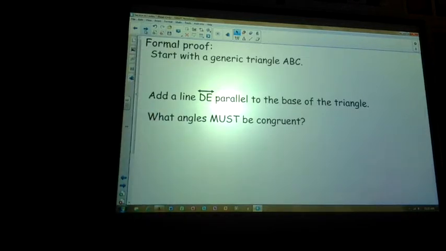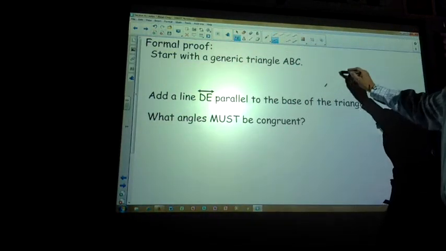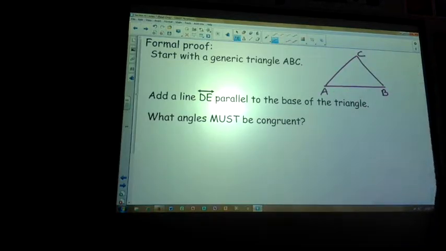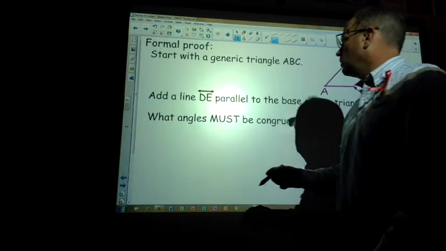Formal proof. Start with the generic triangle ABC. A, B, C. Seem good? Add line DE parallel to the base of the triangle. Well, which one is the base? It appears to be AB in this case. The base is usually the one that's the horizontal line across your paper. But honestly, any of those could have been the base. We just have to identify. So start with a generic triangle ABC. Add a line DE parallel to the base of the triangle.